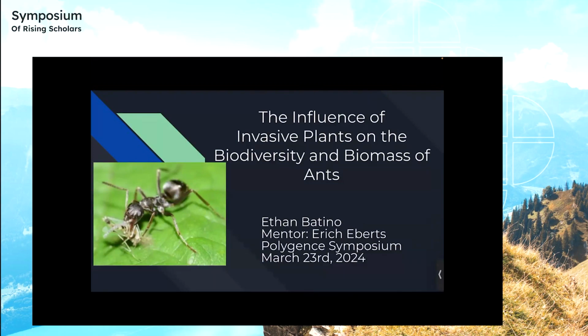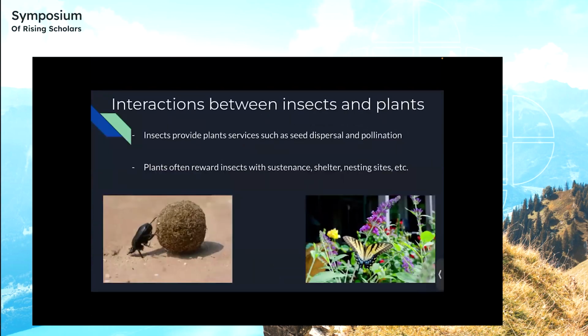My name is Ethan Batino, and I'll be presenting the influence of invasive plants on the biodiversity and biomass of ants. So the first thing I really want to talk about is how throughout ecosystems, species interact and benefit from each other. In particular, the interactions between insects and plants are often mutualistic. In these relationships, the insects will typically offer the plant a service in return for food or shelter. A common example of a mutualistic insect-plant interaction is seed dispersal, in which the insect will disperse the seed of a plant in return for food.